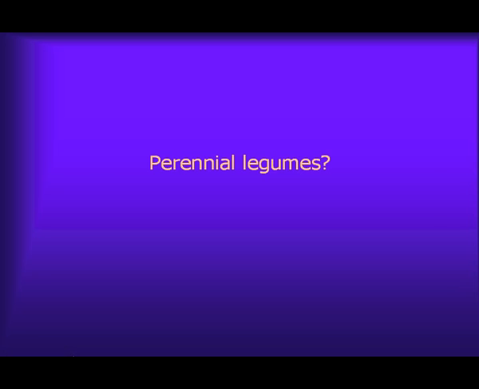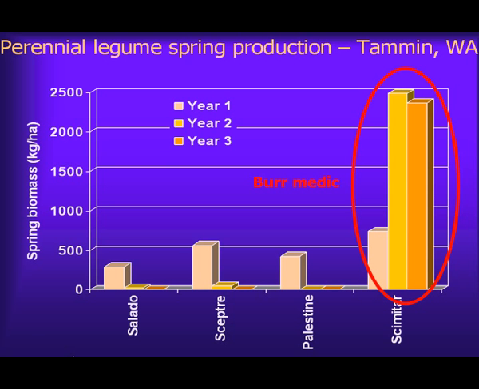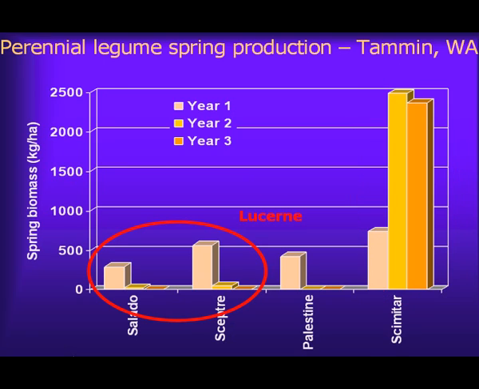So what about perennial legumes in this environment? Well, here we've got the performance of the Burmetics, or Scimitar in this case. Here are 2 lucernes, Salado and Sceptre. Very little production in the first year, and they failed to persist after that. And similarly for Palestine strawberry clover. Now, to be fair, this is a tough environment for perennial legumes in any case, even on non-saline land, but it's clear that they're not really an option for saltland in this rainfall zone.